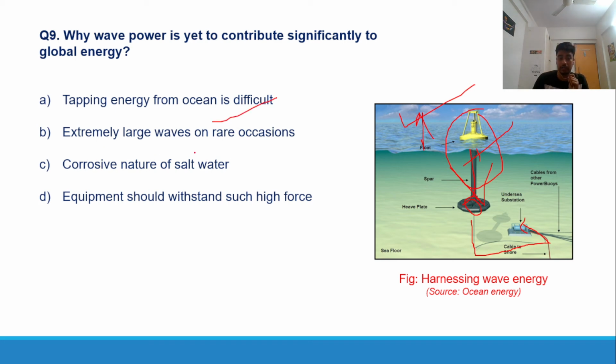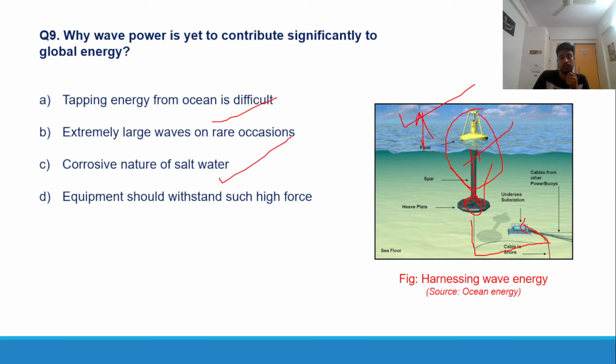Another thing is extremely large waves on rare occasions. Like a tsunami has a very big wave. These will damage the devices, it can make them sink in the ocean, and even small electronic equipment is damaged there. So we need to go there and maintain them. So operation and maintenance cost is also high for these devices.